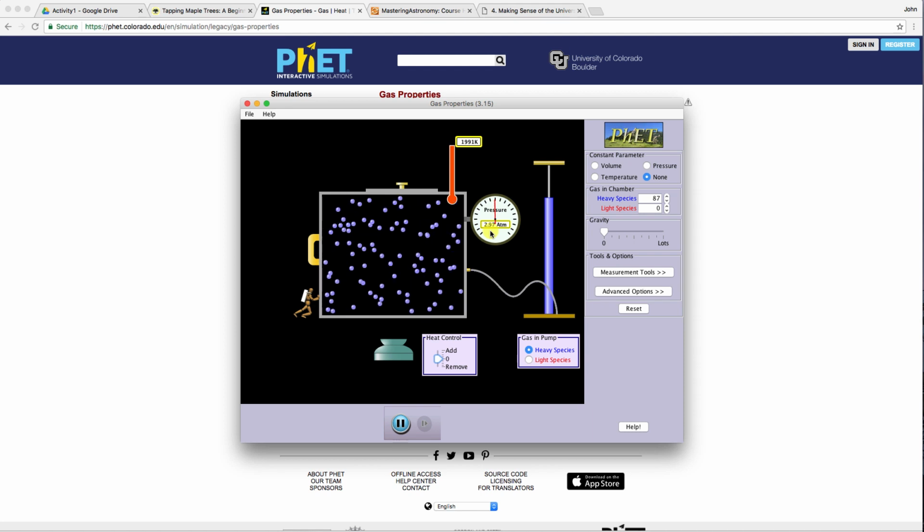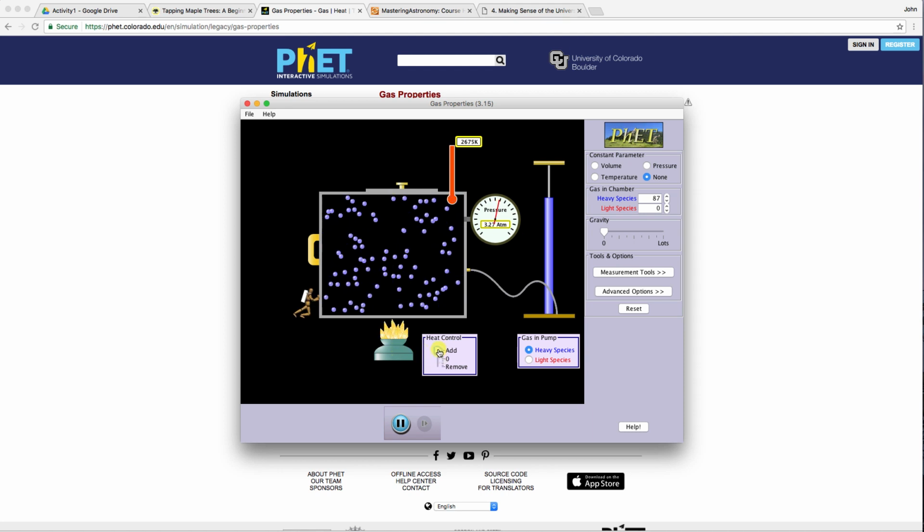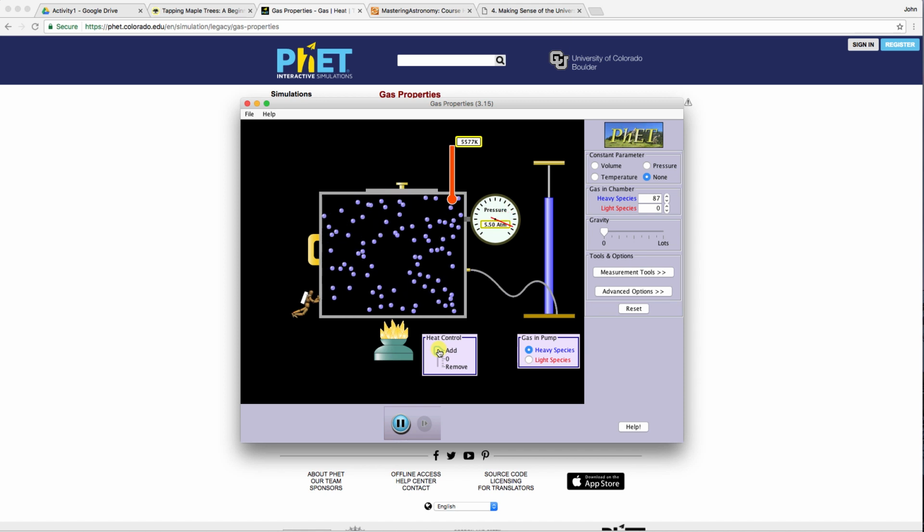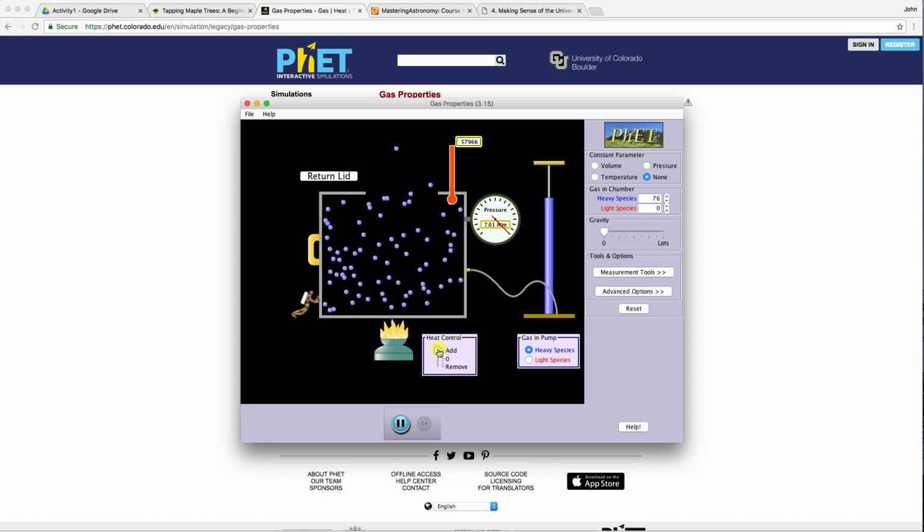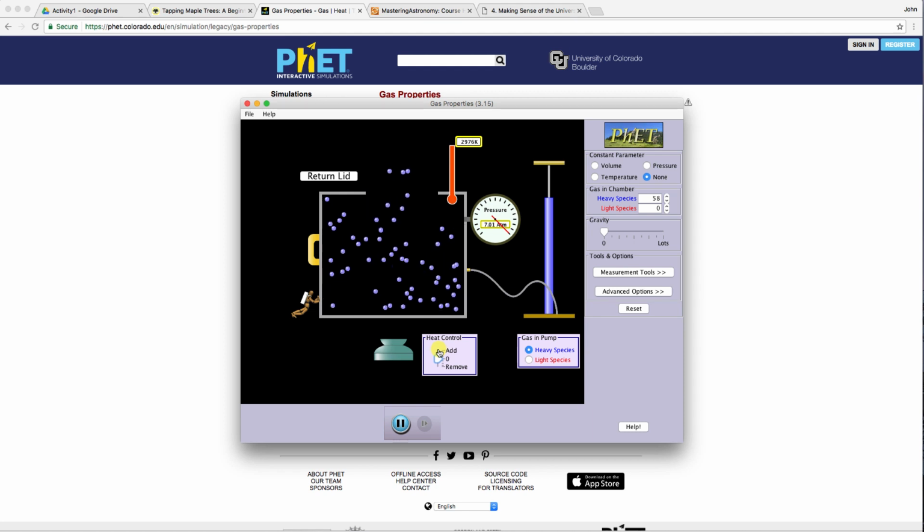Now, I could try to go even higher in temperature and watch what happens. Let's see if we can do this. Keep increasing the temperature. There goes the pressure. The pressure's going up, it's going up, it's going up. Oh, and pop, the lid flies off, and that's a pressure cooker with a lid that popped off. And now the gas is escaping.